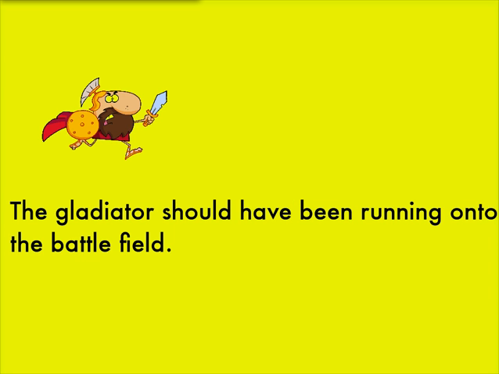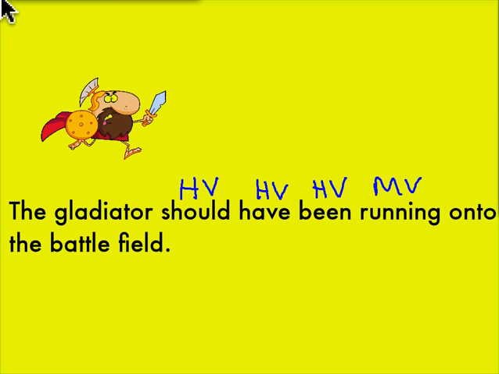Here's a challenge for you. Look at this sentence. The gladiator should have been running onto the battlefield. This sentence has three helpers for our main action verb running. Can you see what they are? Yep, that's right.